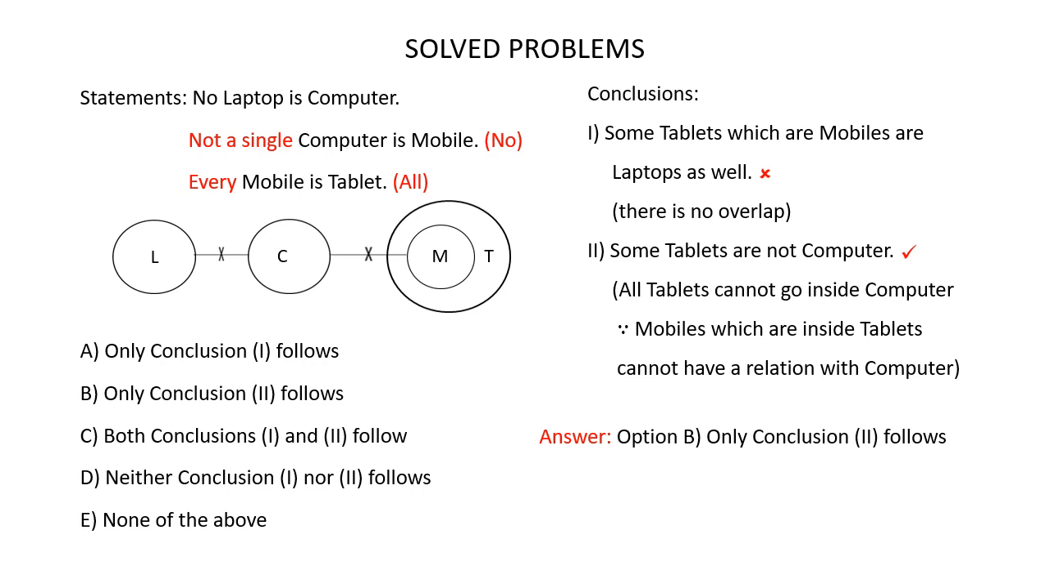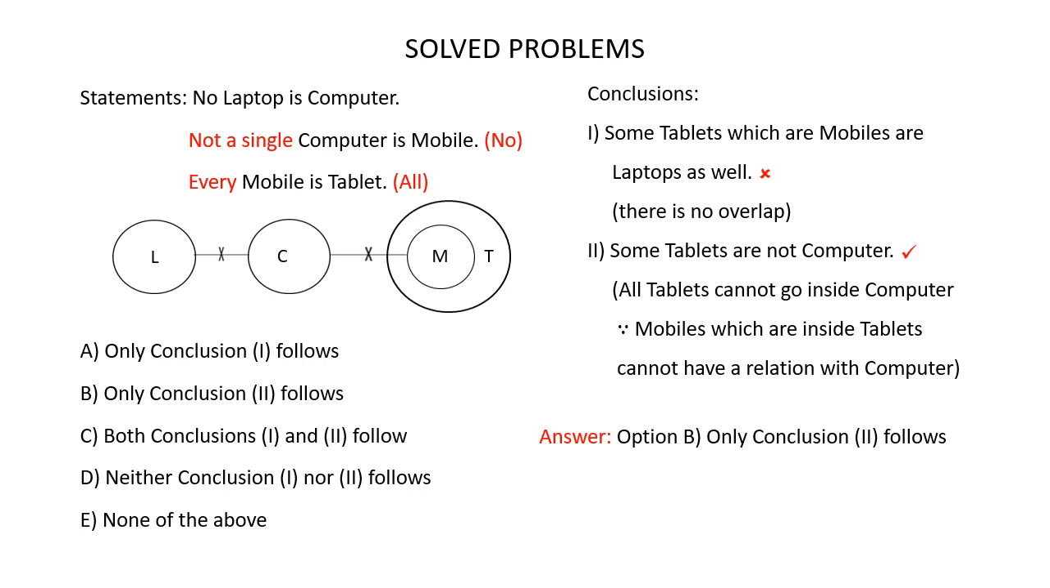Every mobile is tablet. Here the word every means all. So the statement now becomes all mobile is tablet. So in the Venn diagram, all mobile should be inside tablet. So this is the basic Venn diagram for the given statements. Now based on this Venn diagram, let's find out which of these conclusions follow.